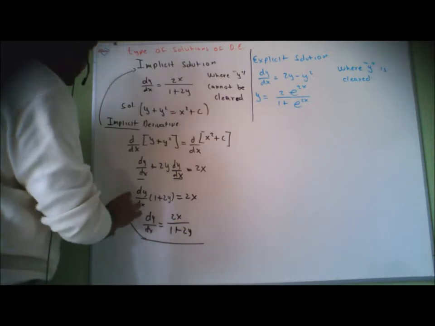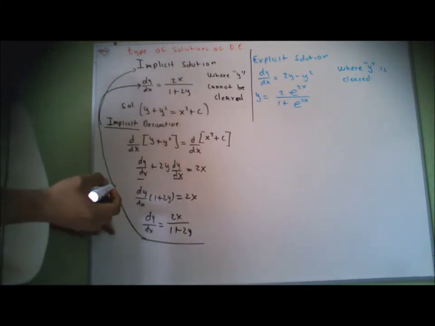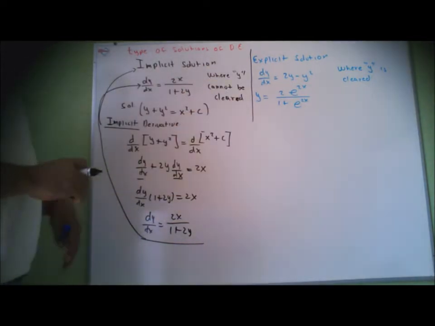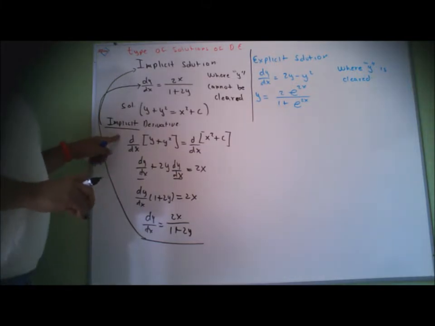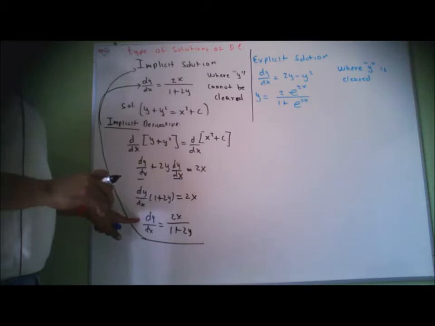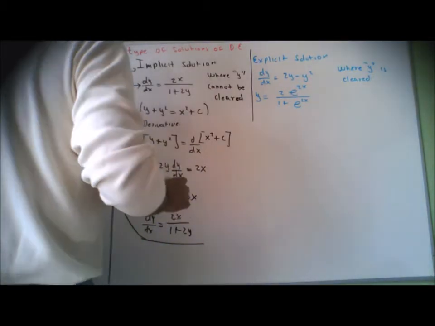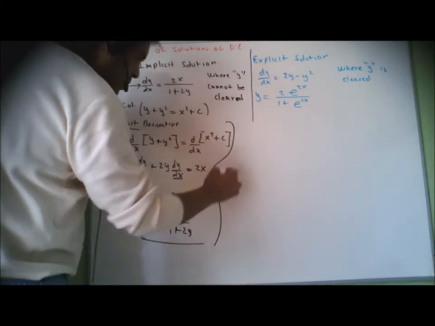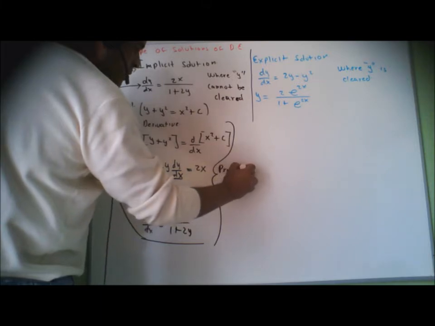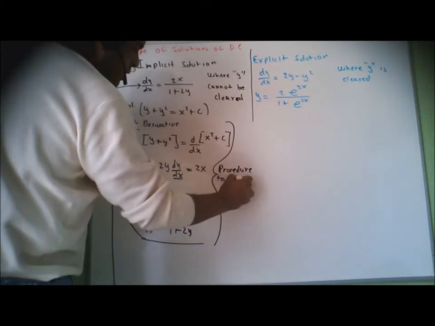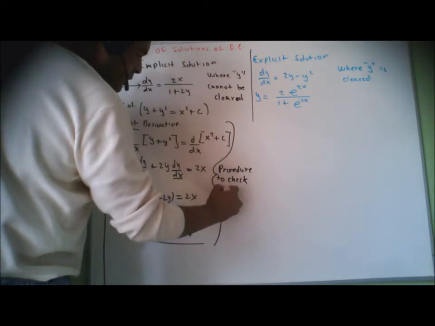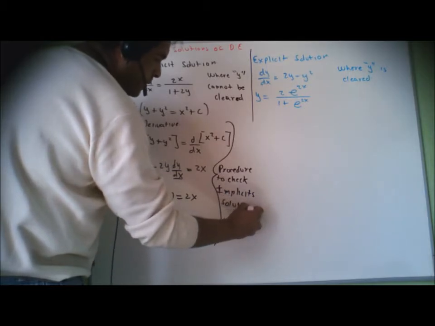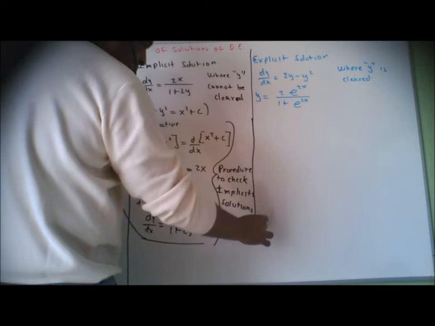And as you can see here, this is the original differential equation. So on the implicit solution, when you try to know if that is actually the solution, you have to apply implicit derivative in order to get the differential equation. So this is the procedure to check implicit solutions. I'm going to label it here: all this part is just the procedure to check implicit solutions.